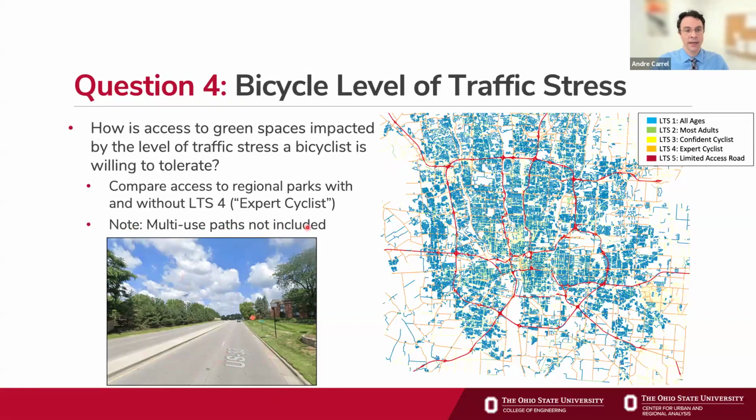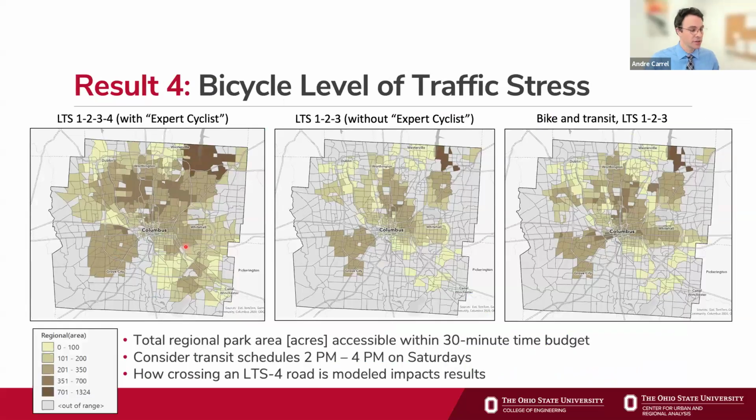One note here, a caveat, is that multi-use paths are not included in this analysis due to some data limitations that we ran into. So here's our final and 4th result, in which we're comparing, on the left, level of traffic stress 1, 2, 3, 4, so including the expert cyclist. And then what happens if we remove that? We just want people being able to bike on the all ages, most adults, to comfortable bicyclists. So sort of the first 3 levels of traffic stress. And here again, this is total regional park area accessible within a 30-minute time budget.